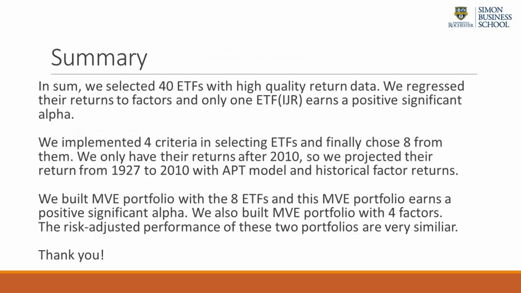In sum, we selected 40 ETFs with high quality return data. We regressed their returns to factors and only 1 ETF earns a positive significant alpha. We implemented 4 criteria in selecting ETFs and finally chose 8 from them. We only have their returns after 2010, so we projected their return from 1927 to 2010 with the APT model and historical factor returns. We built an MVE portfolio with the 8 ETFs, and this MVE portfolio earns a positive significant alpha. We also built an MVE portfolio with the 4 factors. The risk-adjusted performance of these 2 portfolios is very similar.